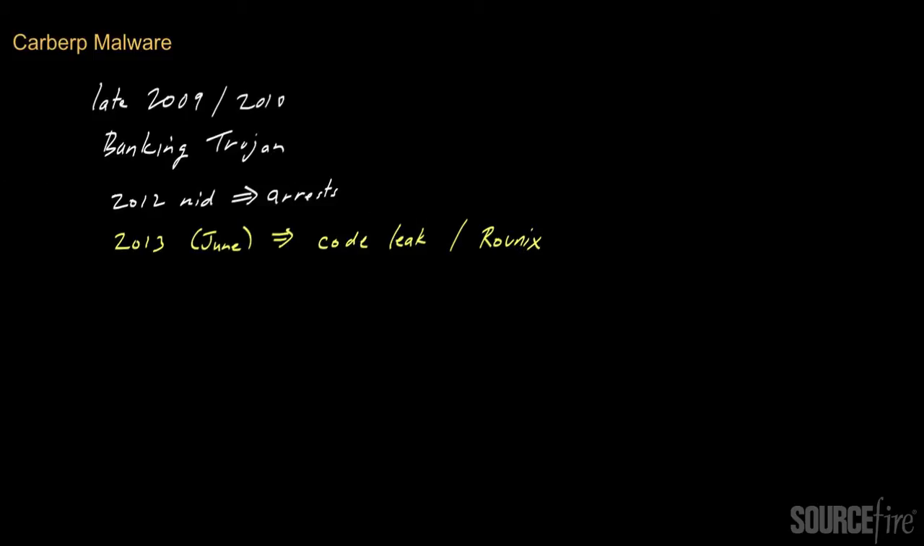Again, Carberp is fairly sophisticated. Up until its leak, you could buy the source code for Carberp for about $40,000. That's a fairly hefty sum of money, but it goes to show you just how sophisticated this threat was. Now, obviously, if you are enterprising enough, you can get the source code for free, but there was a time when you would have to pay a lot of money for it.